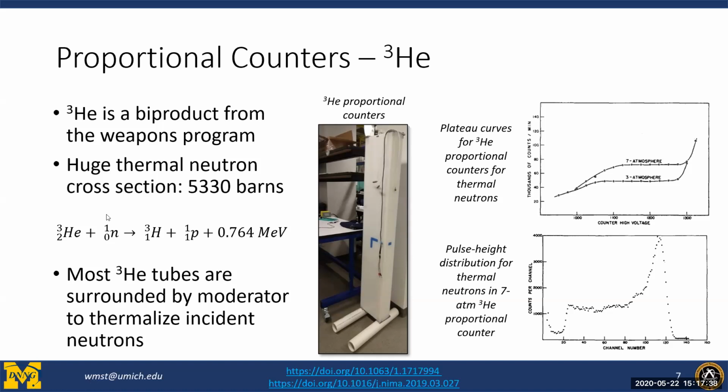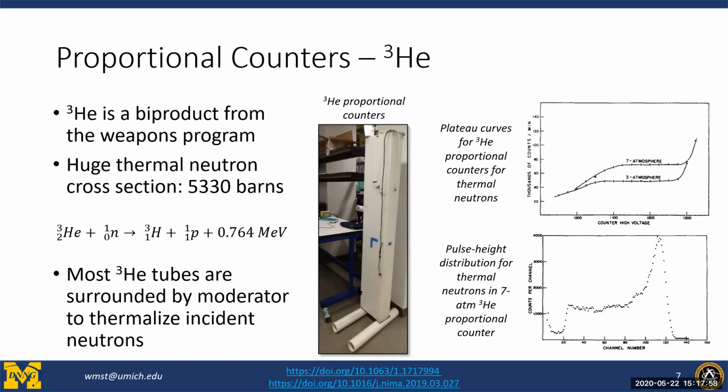And you can see over here, I have the interaction equation written down where we have the helium-3 interact with a neutron, producing a triton, a tritium atom, and then a free proton. And about 0. MeV of energy is released that is split between these two particles.